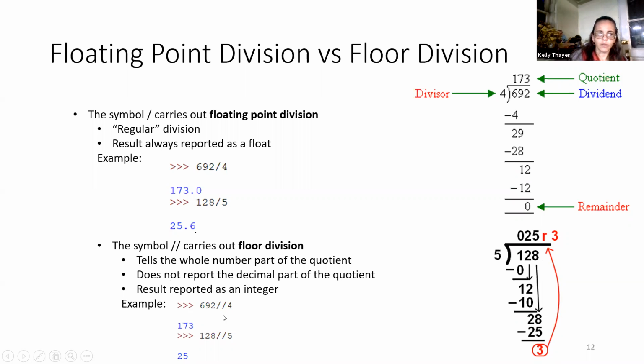So if we do the same problem as shown over here using Python, we do 692 divided by 4, right? We'll get 173 represented as an integer because it has no decimal point. But if we do 128 floor division by 5, we get the answer 25, which is the whole number component of it, which of course isn't the total answer because it doesn't do anything with the 3 remainder here.